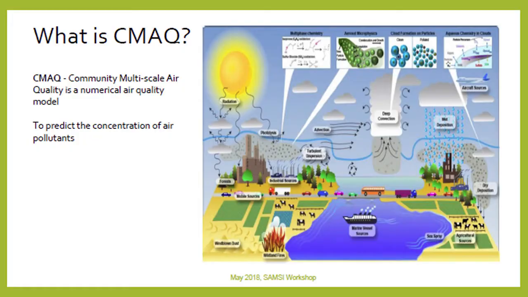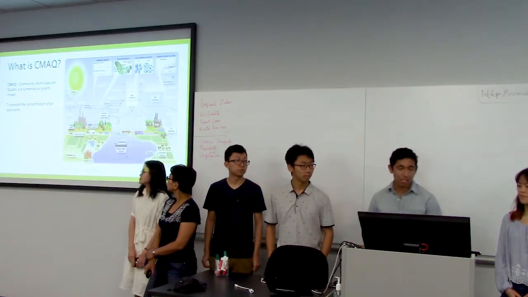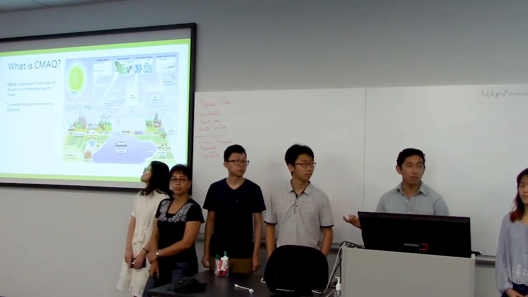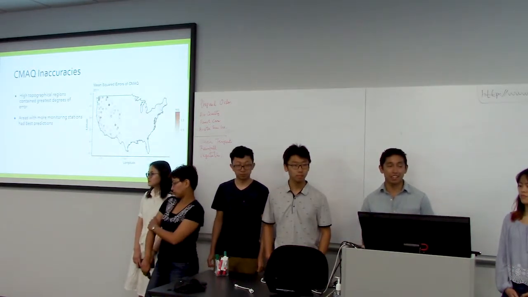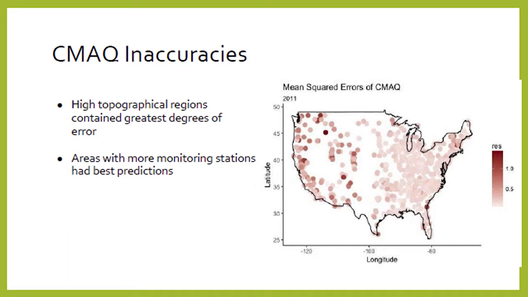So at the current moment, there is actually a model already developed by the United States EPA. It's called CMAQ, the Community Multiscale Air Quality Model. And essentially what CMAQ does is estimate what PM 2.5 levels are at the monitoring stations. However, we see that CMAQ has a lot of inaccuracies, and you see that darker shades of red indicate more inaccurate measures. And you see that this is geographically oriented, where in the higher elevation areas, such as the Rocky Mountain ranges, there's greater inaccuracies from CMAQ.